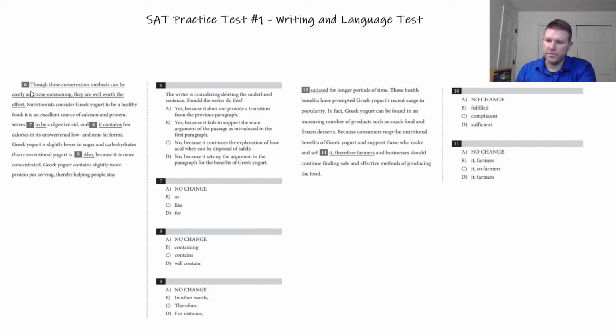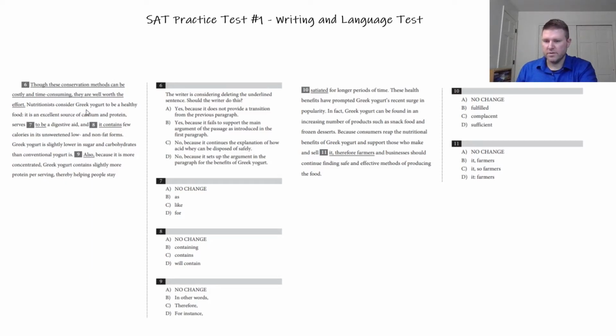So if you look at what this is saying, though these conservation methods can be costly and time-consuming, they're well worth the effort. Like, okay, they're actually mentioning the conservation methods, like getting rid of acid whey, that they were just discussing in the previous paragraph. So this actually looks pretty good, right? But let's keep reading and see sort of what they're talking about in this paragraph and see if this is a proper intro sentence.